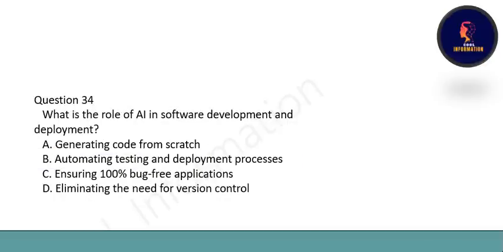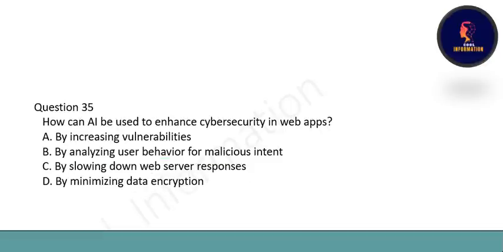Moving to the next one, what is the role of AI in software development and deployment? Again, application based question. Correct option will be option number B. We can use AI in software development and deployment by automating testing and deployment process. Next question, how can AI be used to enhance cyber security in web apps? So we can use AI for analyzing user behavior for malicious intent. Option B is correct.